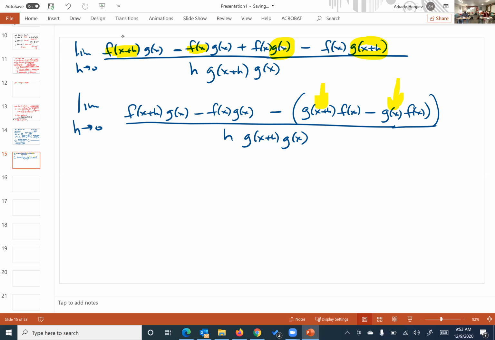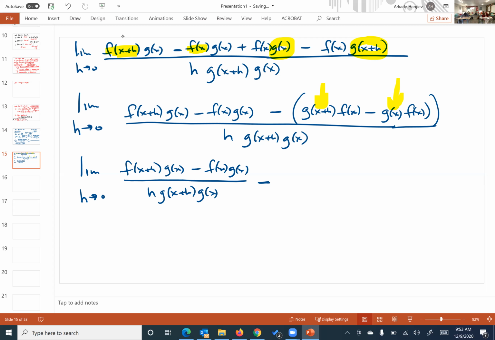I think I can split them now. Let's see if I can split these little pieces now. So I got limit, because limit can split under subtraction. I got f of x plus h, g of x minus f of x, g of x plus h, over h times g of x plus h times g of x. There's one split, and I got the little minus sign here.